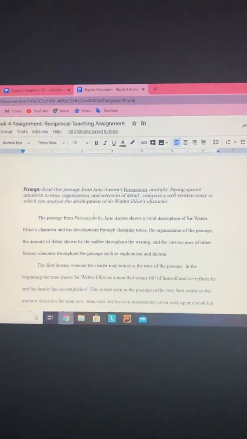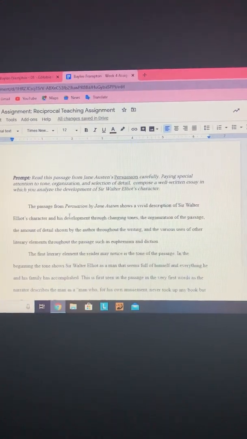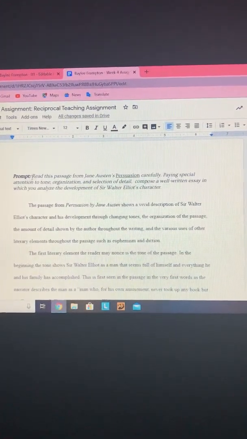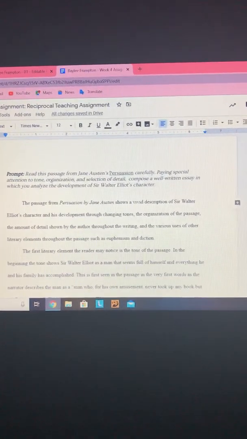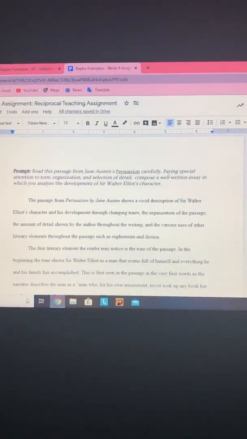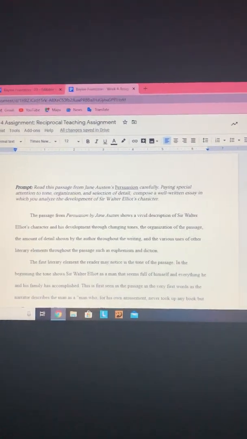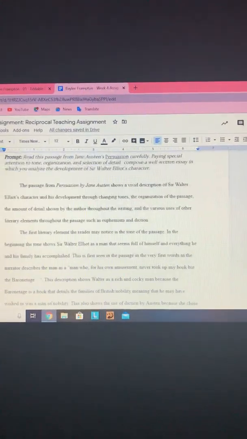It's Bailey. I'm going to be discussing the Jane Austen's Persuasion prompt. This prompt says to read the passage from Jane Austen's Persuasion carefully, paying careful attention to organization and the selection of detail, to compose a well-written essay in which you analyze the development of Sir Walter Elliot's character.